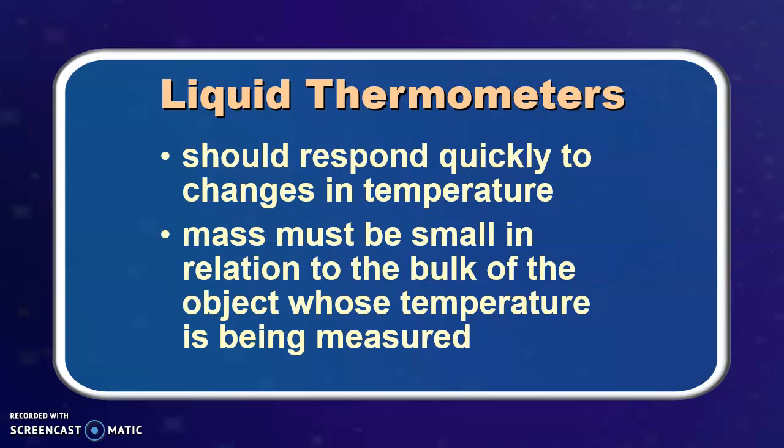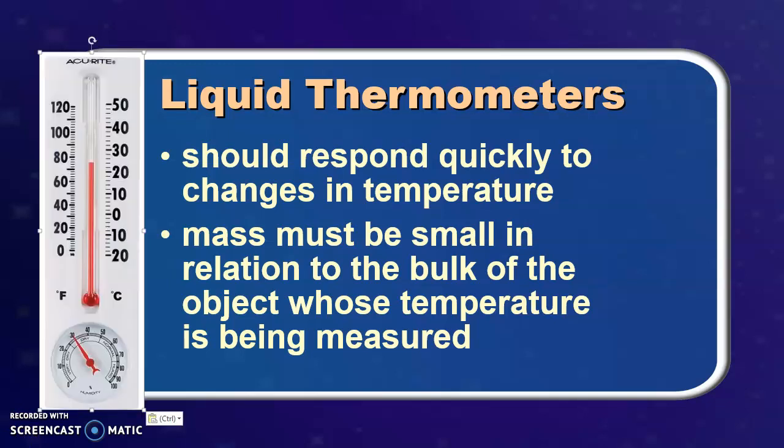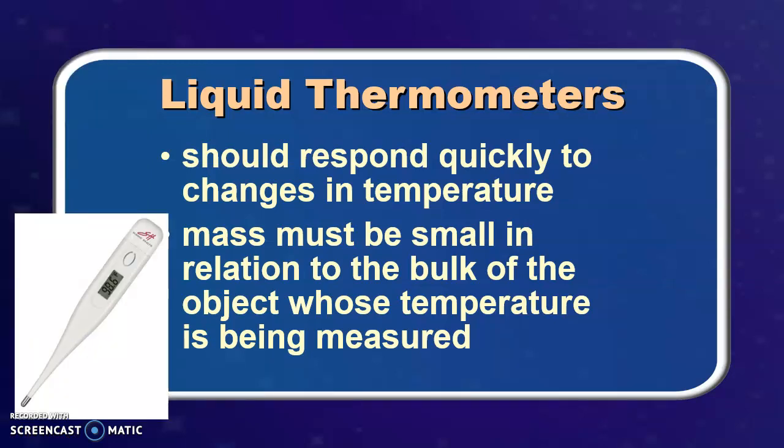The mass must also be small in relation to the bulk of the object whose temperature is being measured. Like that example of the thermometer that we had earlier, like this one, or maybe one like this one. Maybe this type of thermometer might be useful because it's so small. This is the common type of thermometer, a digital thermometer that you might use to take your own personal temperature.